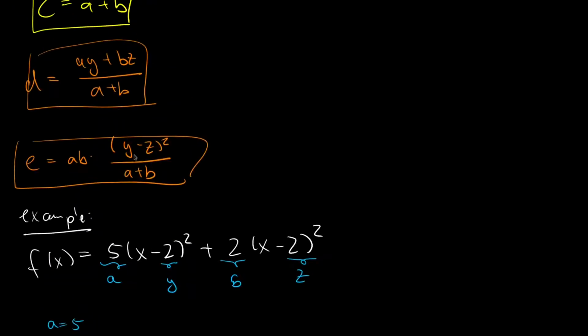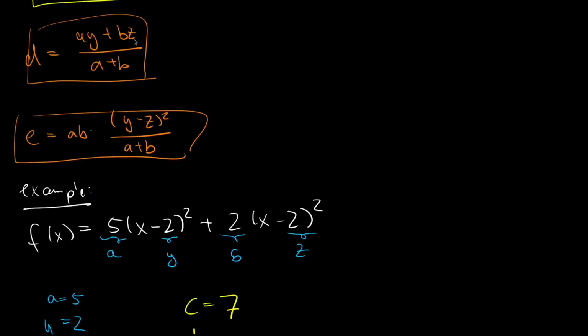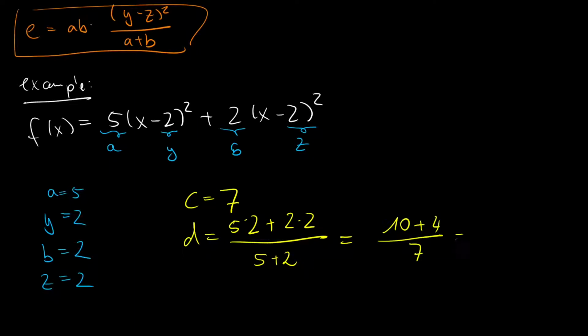Then let's first calculate the c, and c was a plus b, so it's 5 plus 2, which will be 7. The d was given as (ay plus bz) over (a plus b), so ay is 5 times 2, plus bz is 2 times 2, over a plus b, which is 5 plus 2. Then let's make the calculations, and we're getting 10 plus 4 over 7, which is 14 over 7, and that's essentially 2.